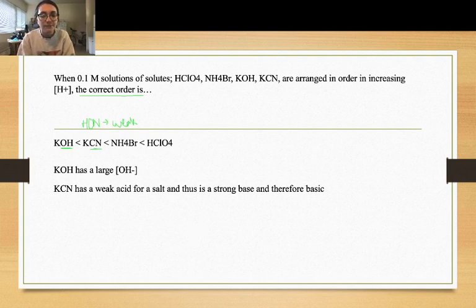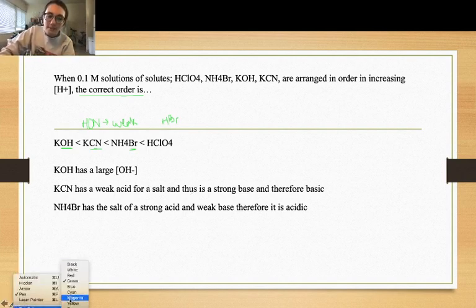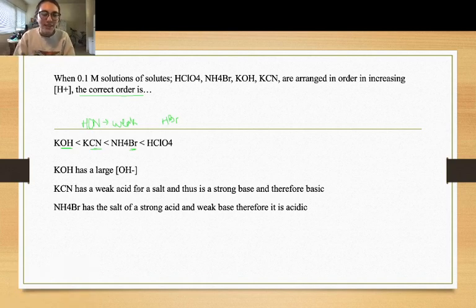Next, I'm going to look at my ammonium bromide. In my ammonium bromide, I'm going to note that this comes from a strong acid, and therefore this is a weak conjugate base. Therefore it's the salt of a strong acid and a weak base, and therefore it's acidic. And then HClO4, perchloric acid, is a strong acid.